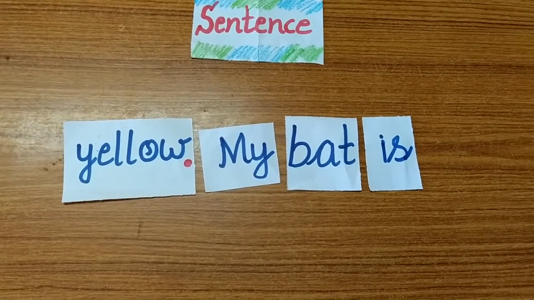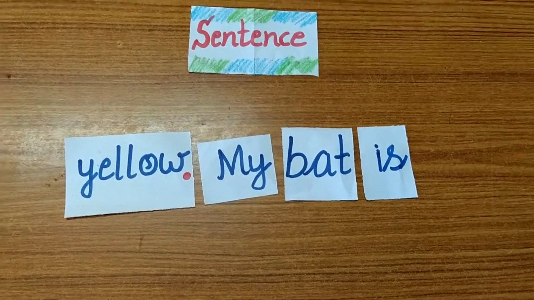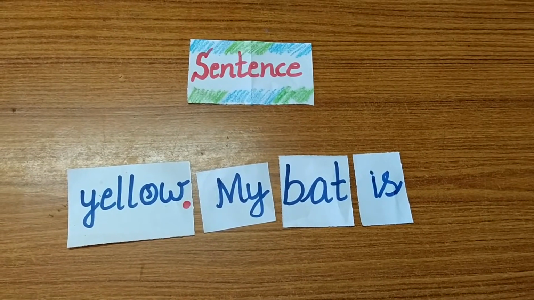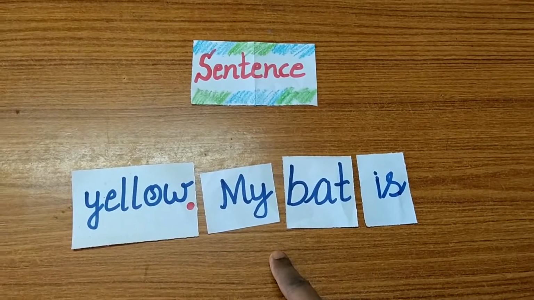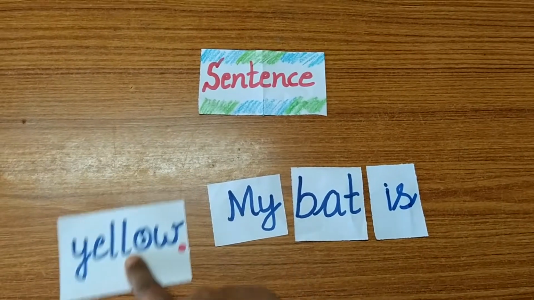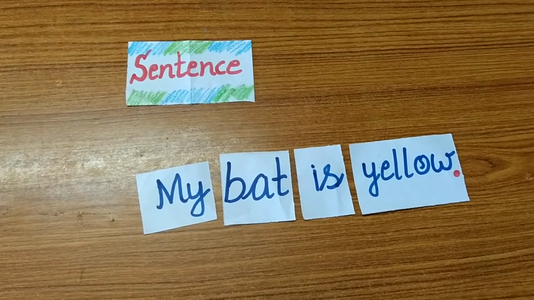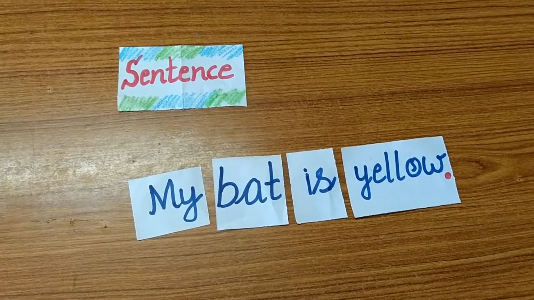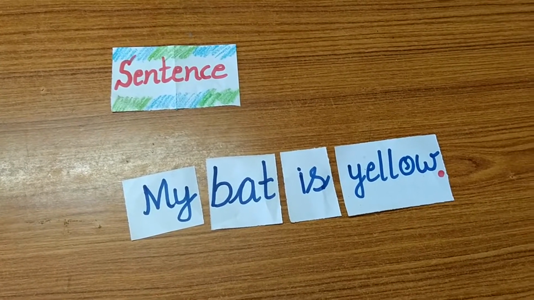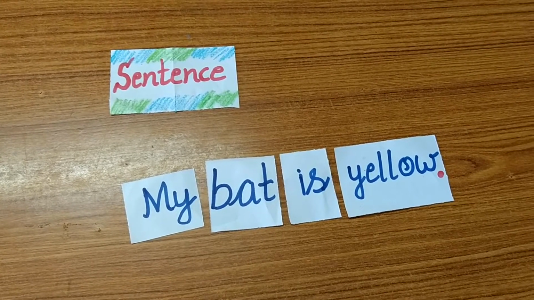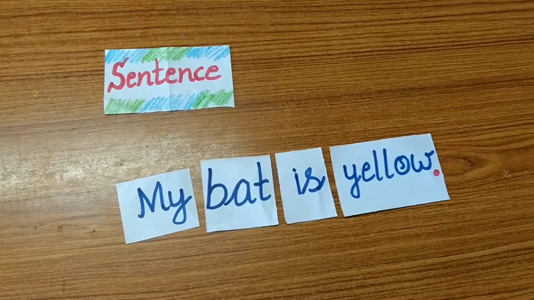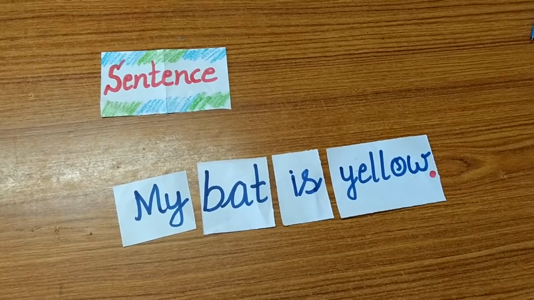Are they making sense? No. Let us try to rearrange them. My bat is. Let us put yellow at the end. Is it making sense? Yes, it is making sense. My bat is yellow. So what have you understood from this?